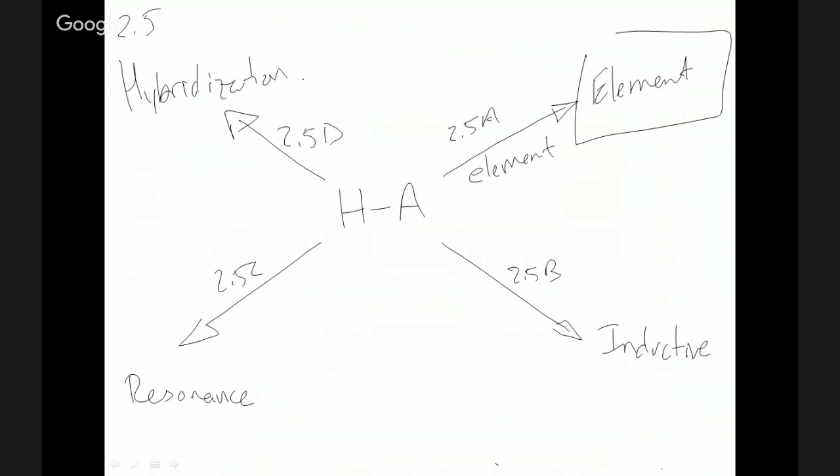If I had to pick 2 of these that are the most important, it'd be 2.5A and 2.5C, element and resonance. Inductive is very important, and so is hybridization. 4 effects, extremely important. So what I want you to do when you look at an acid, let me give you some rules, or guidelines.